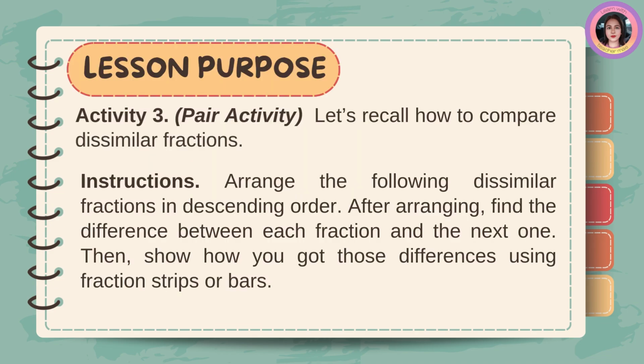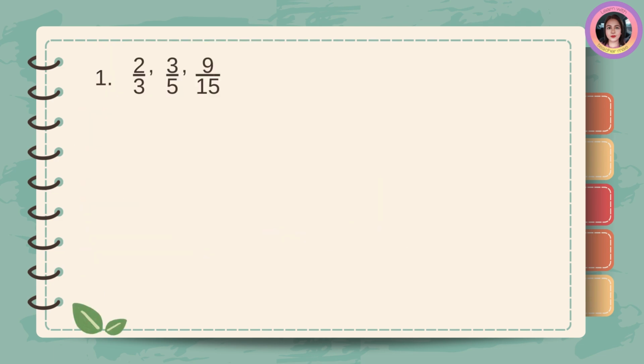Let's have an activity. Activity 3, Pair Activity. Let's recall how to compare dissimilar fractions. Instructions: arrange the following dissimilar fractions in descending order. After arranging, find the difference between each fraction and the next one. Then, show how you got those differences using fraction strips or bars.